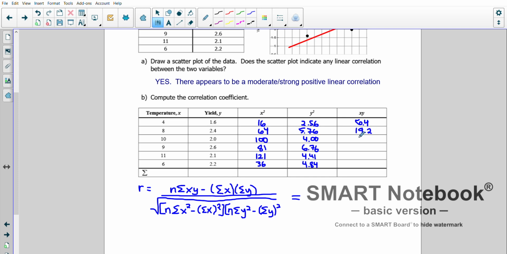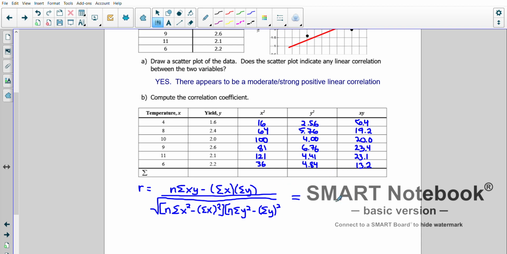19.2, 10 times 2, 20, 23.4, 23.1, 13.2. So we almost have all the information we need for this formula. Let's see if we have it.